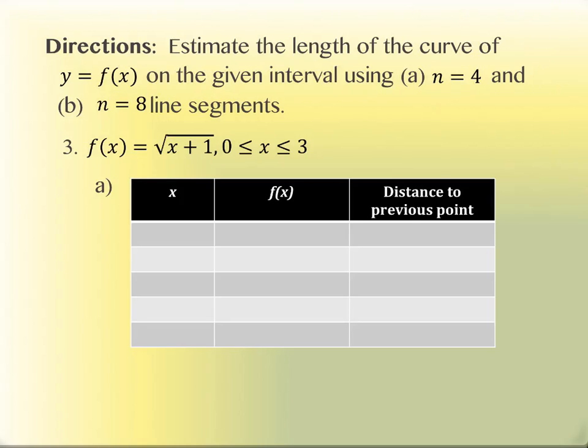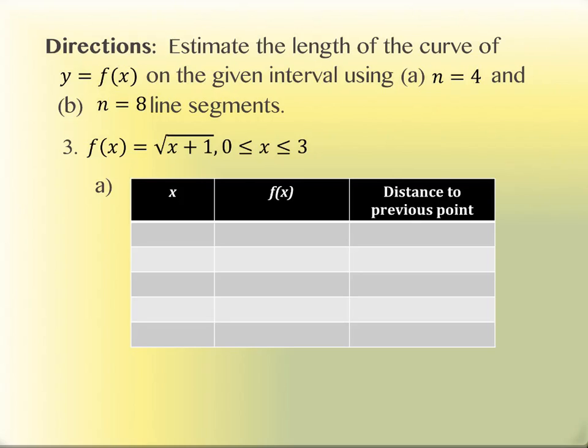So this is the standard curve for square root, and it's shifted 1 unit to the left because of that plus 1 underneath the radical. What we'd like to do is find the length of this curve between the x value of 0 and 3, and we're going to do it by making little pieces of line segments, okay?